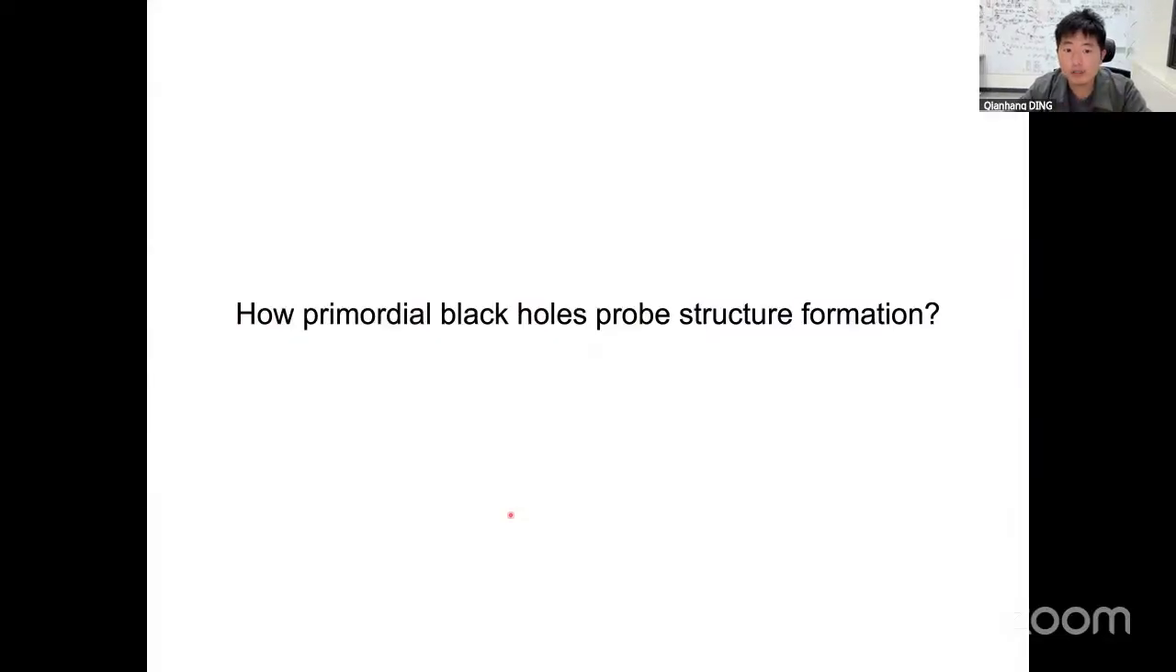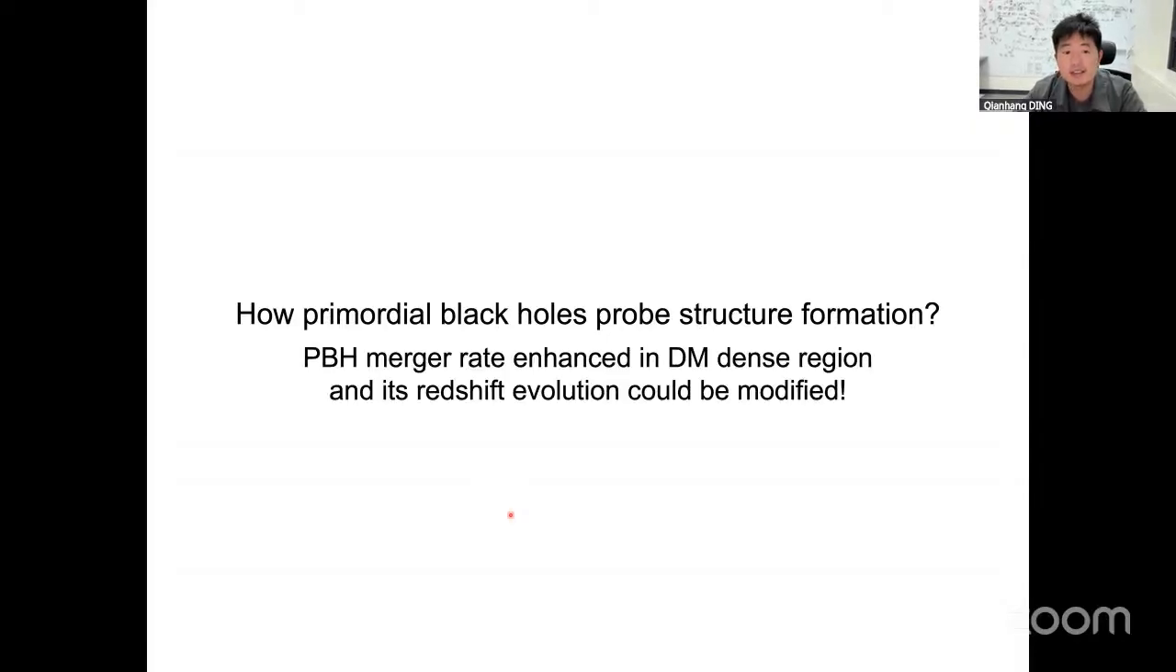But how do we use primordial black holes to probe structure formation? When a dark matter halo forms, the dark matter density inside it is very dense, and PBHs as a dark matter candidate inside such a dense region will have their merger rate enhanced. If the PBH merger rate is enhanced, this will significantly modify the PBH merger rate redshift evolution. Therefore, if a future gravitational wave detector measures the PBH merger rate redshift evolution, it can help us study structure formation.